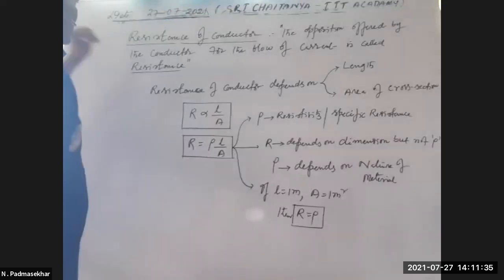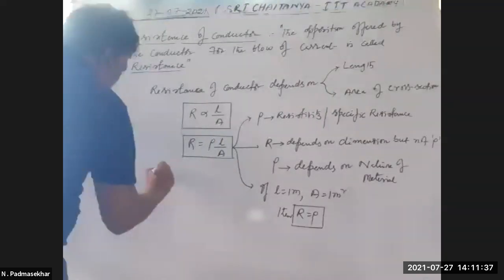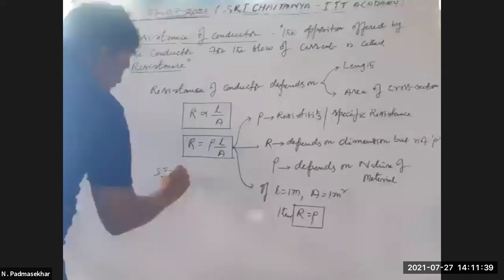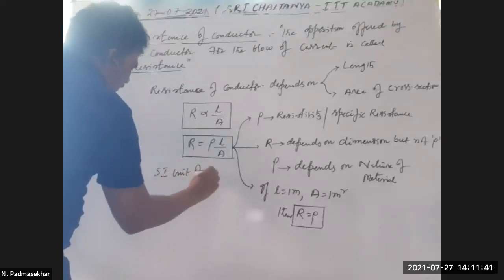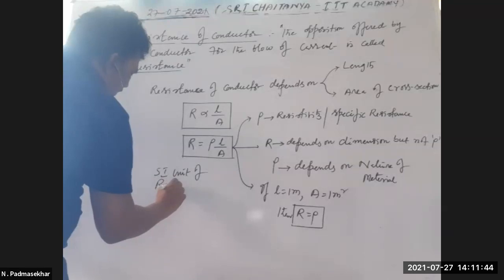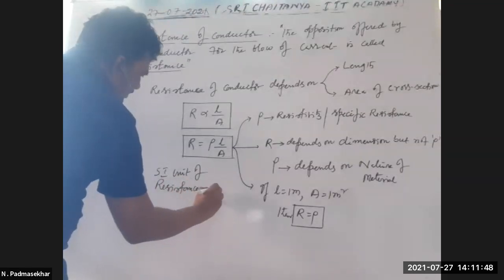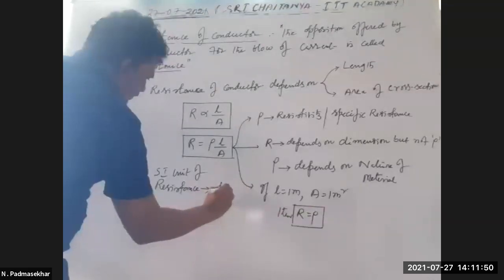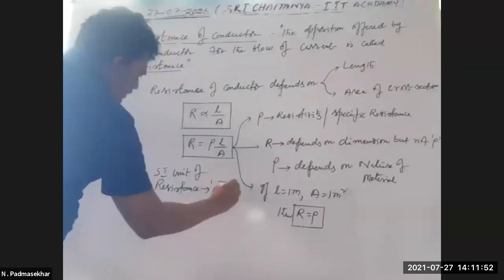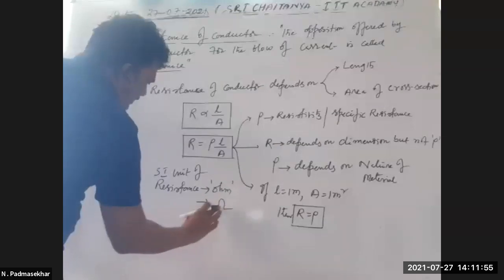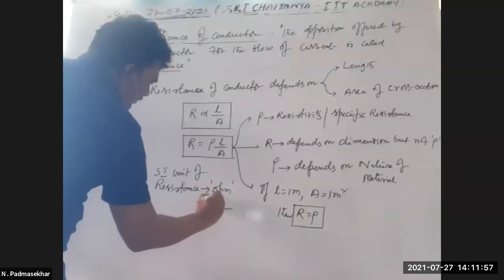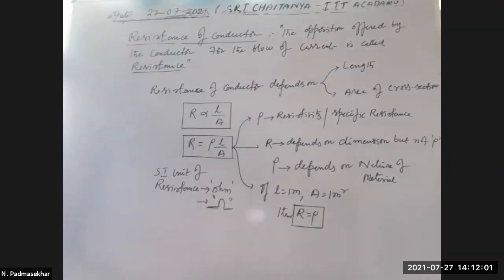So what is the SI unit of resistance? The SI unit of resistance is ohm. The symbol is like this. This is the symbol of ohm. SI unit of resistance is ohm.